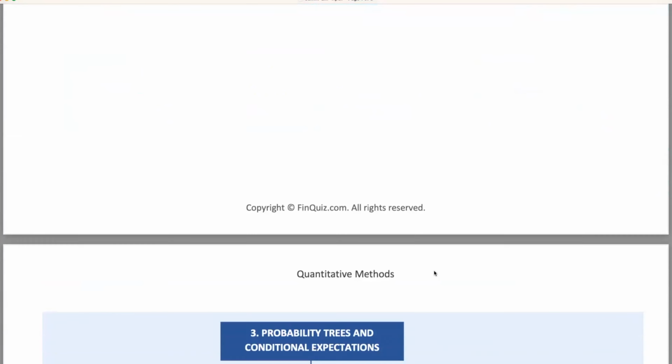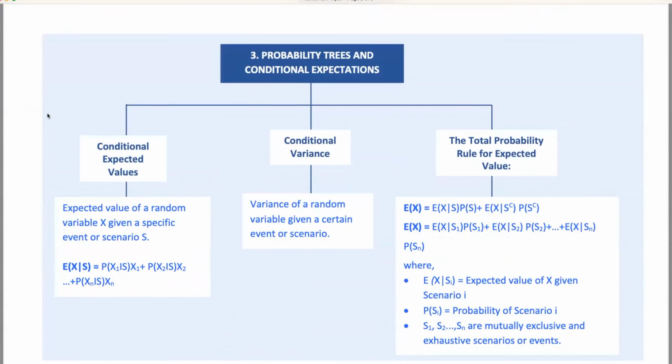Now, let's shift gears and talk about probability trees and conditional expectations. A topic that might sound a bit intimidating at first, but don't worry, we'll break it down step by step in a way that's easy to grasp. First things first, let's talk about what we're dealing with here. Probability trees are visual tools that help us map out all possible outcomes of a situation and their probabilities. They're super handy for keeping things organized when you have multiple stages or branches of decision making.